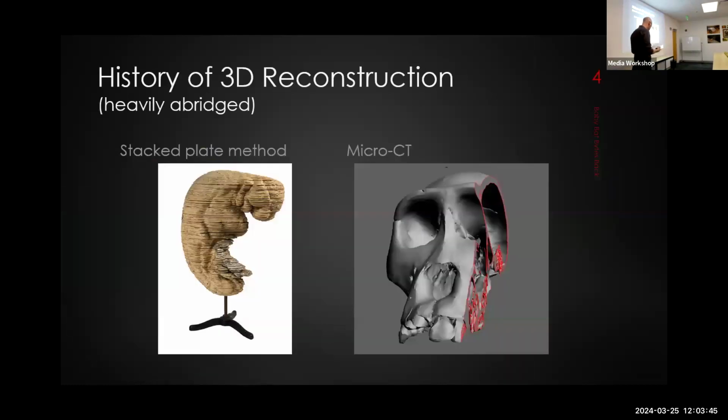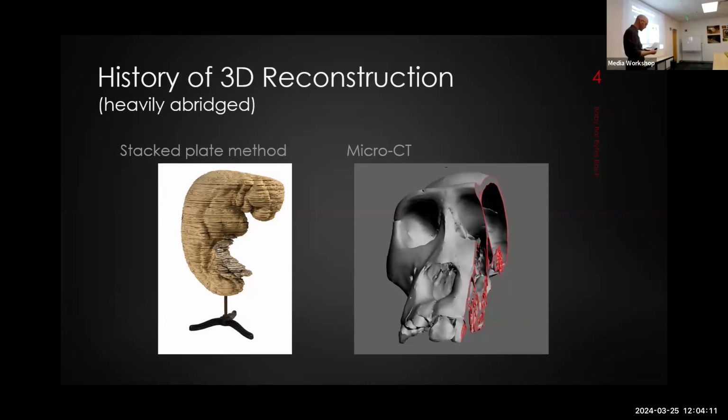History of reconstruction, heavily abridged. On the left, you can see a model. This is a model created in physical space using a system of stacking wax plates. But it's basically the same process. The images of the sections were projected onto wax. The cutouts were made and then stacked.